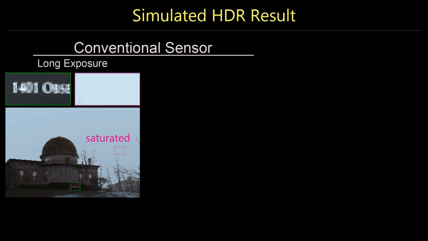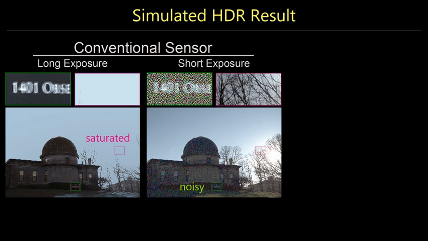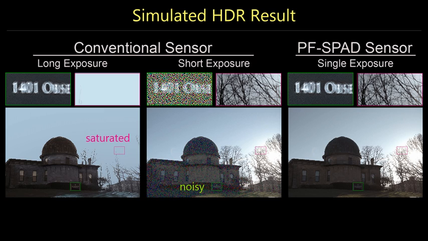Here we show a simulated HDR image of an outdoor scene. A conventional image sensor with a long exposure time captures details in the darker regions of the scene, such as the text in the shadows, but the sky appears saturated. With a shorter exposure time, the conventional sensor captures details in the bright sky, such as the tree branches, but now the text in the shadow appears grainy and underexposed. A simulated PF-SPAD array captures the entire dynamic range in a single shot.